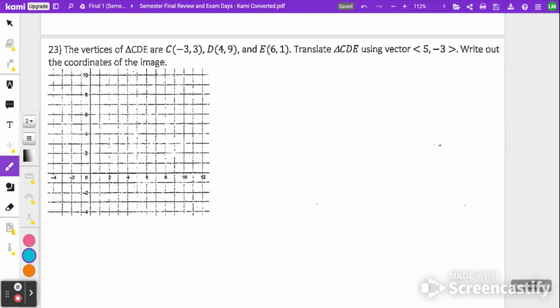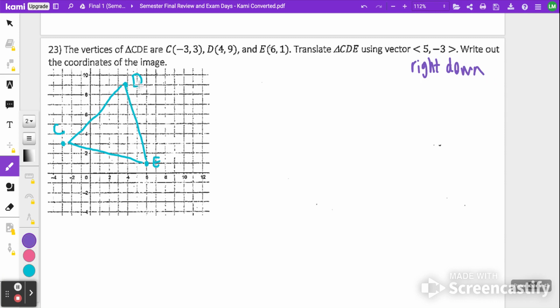23, these vertices we're going to translate. So what I'm going to do first is put down all the original points, and then we'll show the translation. All right, so the first thing we want to do is write down where the original points are, and then we're going to use the vector 5, -3.